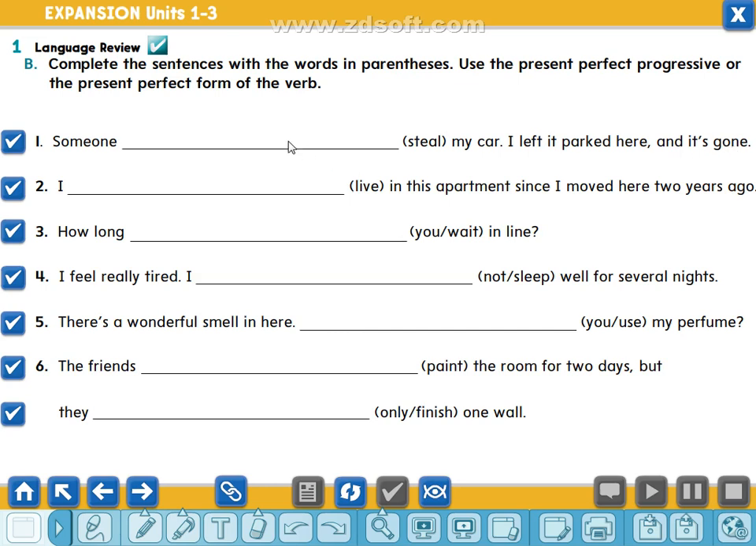An action finished in the past, but it has its result on the present. So we use the present perfect simple. Someone has stolen my car.